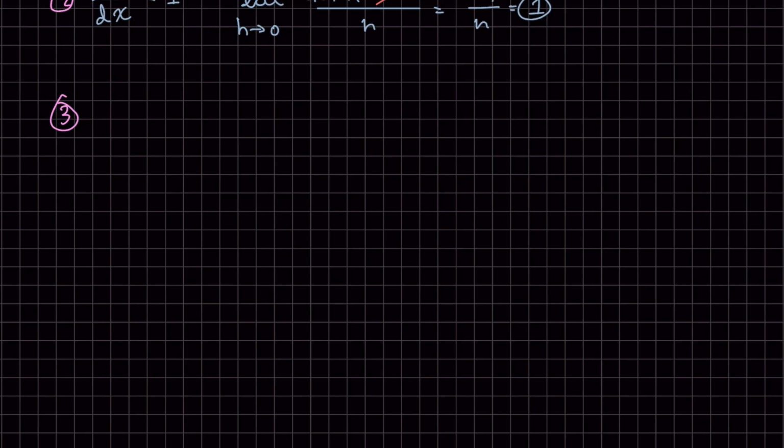when some constant is multiplied by a function. So if we have dx of some constant c multiplied by f of x, this is equal to c times the derivative of f of x with respect to x. Pretty simple.